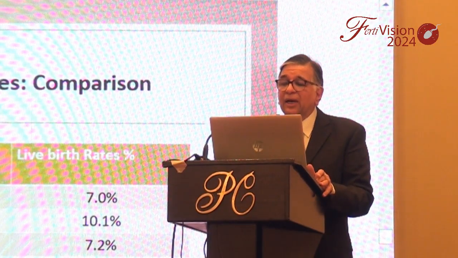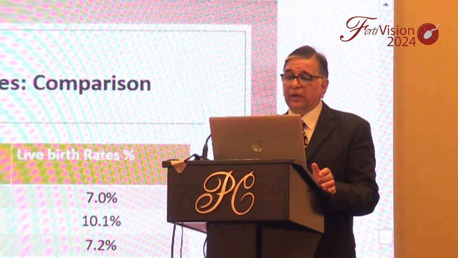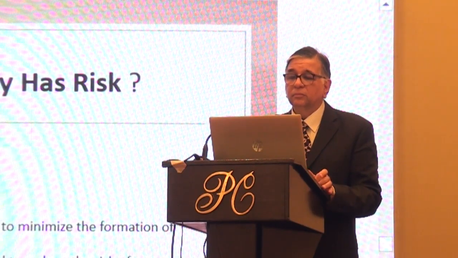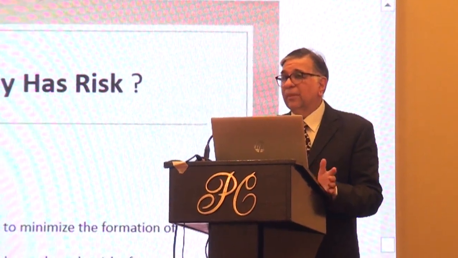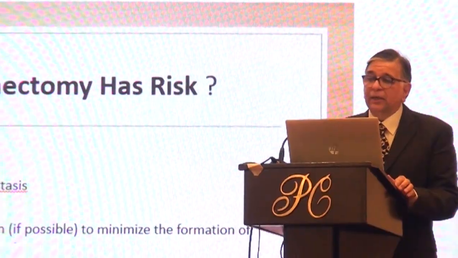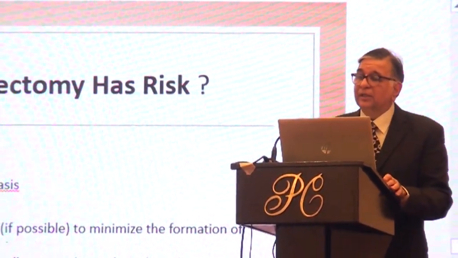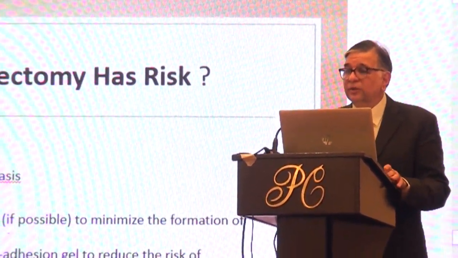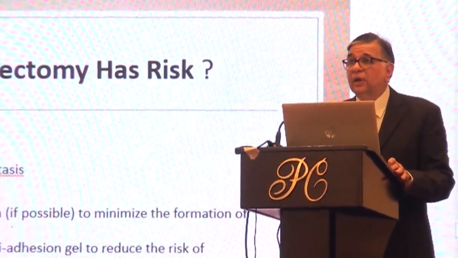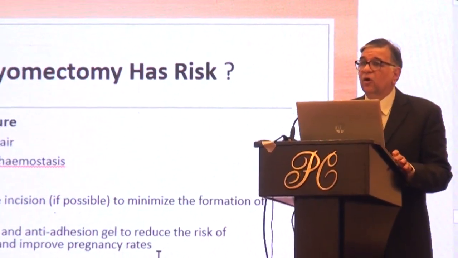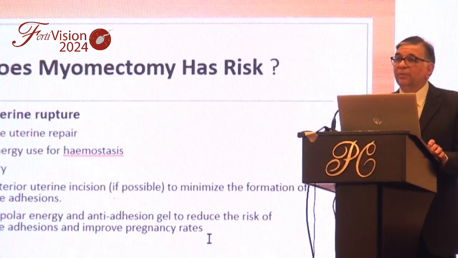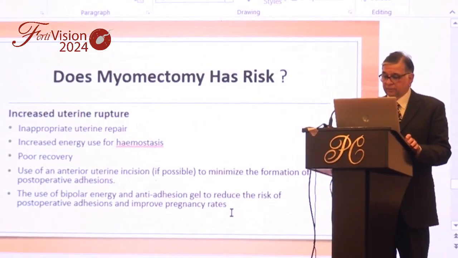So live birth rates are reasonably comparable if you look at different modalities. They're not that bad. And myomectomy, like any other surgical procedure, has its own risks. It does weaken the uterus, and this is like a classical scar in the uterus. I do not offer my patients vaginal delivery after a myomectomy. So I consider all myomectomies to be classical scars because they're usually into the muscular area of the uterus.